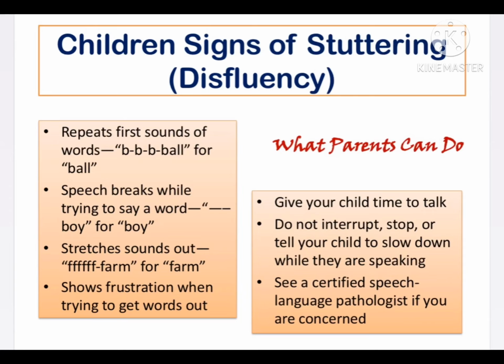Then third is stretches sounds out. Then example is farm. Then madugay niya og sulti ang F. Then fourth is shows frustration when trying to get words out. Then what parents can do first is give your child time to talk. So ayaw siya dali-dali. Second is do not interrupt, stop, or tell your child to slow down while they are speaking. Then third is see a certified speech language pathologist if you are concerned.